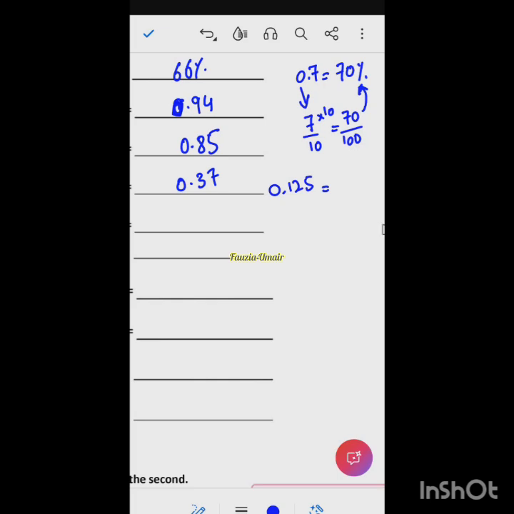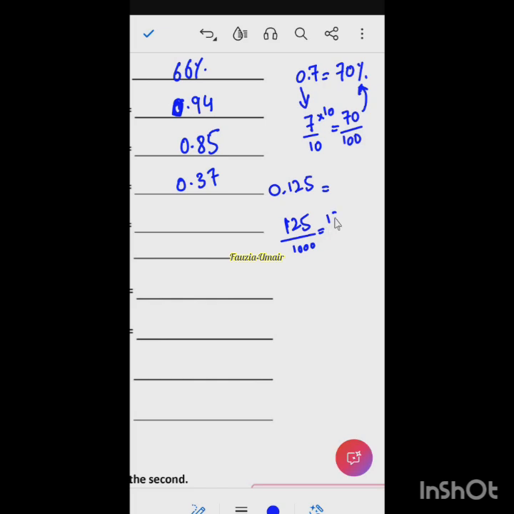There are 3 digits. What to do? First, we can write 125 by 1000. Then we can divide it. Actually, we don't divide it, we just move the decimal. So we don't need this 10.